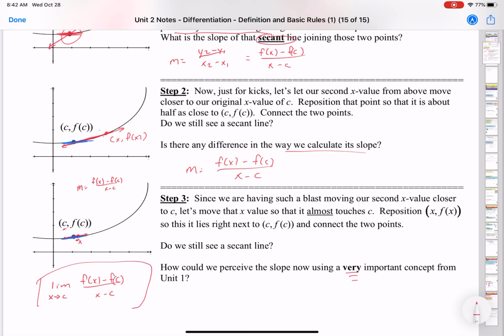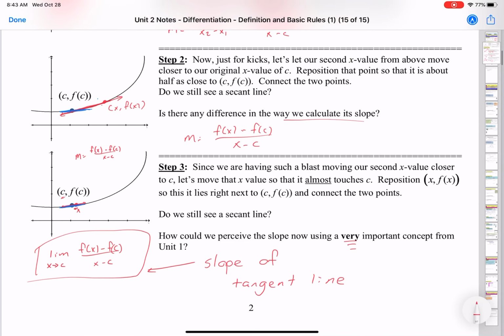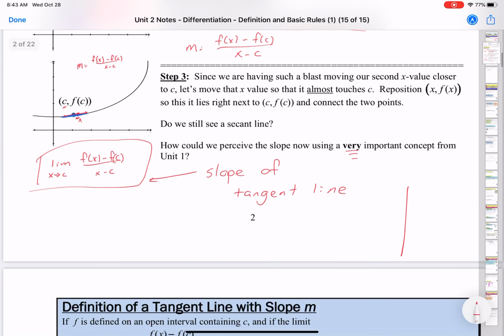So if we can find the limit as the 2 points get super close together of the slope, that actually will end up being the slope of that tangent line that we're going to be trying to find. So the limit as x approaches c of f of x minus f of c over x minus c will give us the slope of the tangent line. On the next page, it gives us the definition of a tangent line.